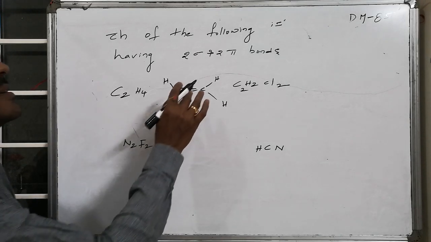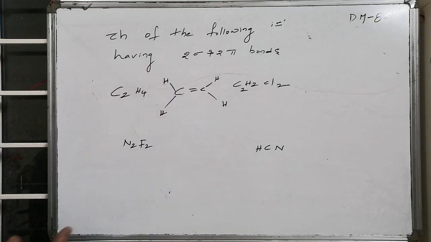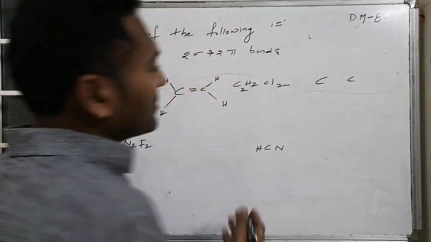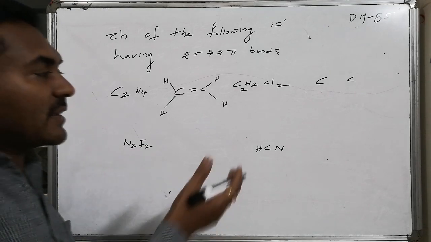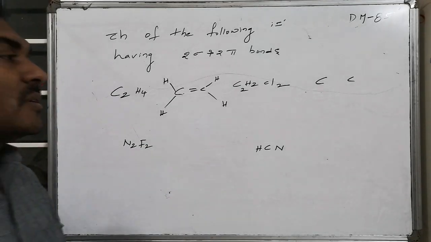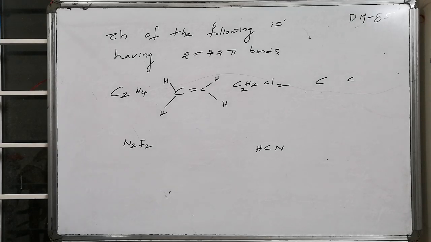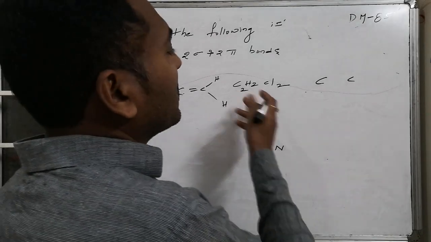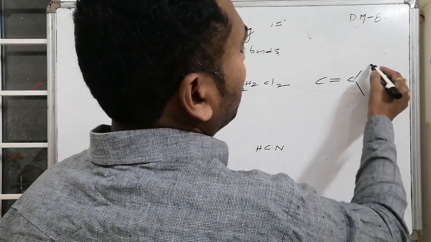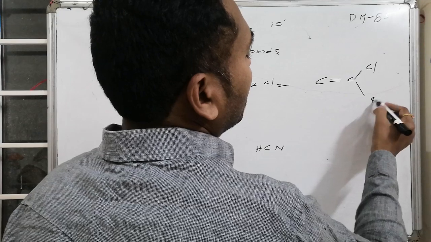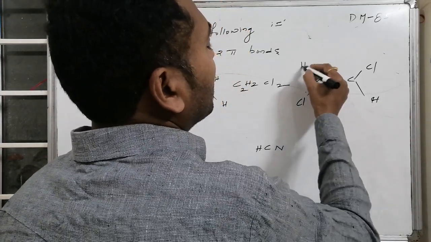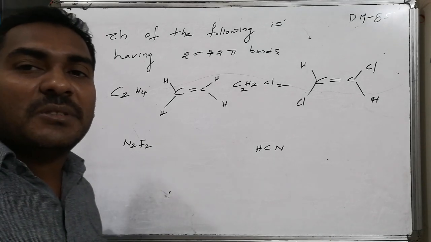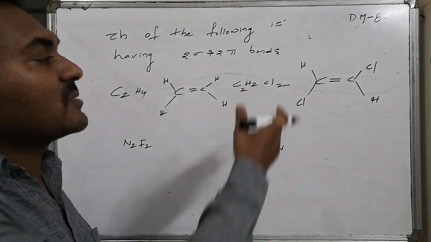In this case, 1 pi bond is there, but we are expecting 2 pi bonds, hence it is not the correct option. If I go for C2H2Cl2, because C can form maximum bonds, any other atom doesn't have the ability to act as a central atom because it can form one bond only, whereas carbon can form many bonds. One can have H and Cl like this, one can have H and Cl, any kind of arrangement is there.